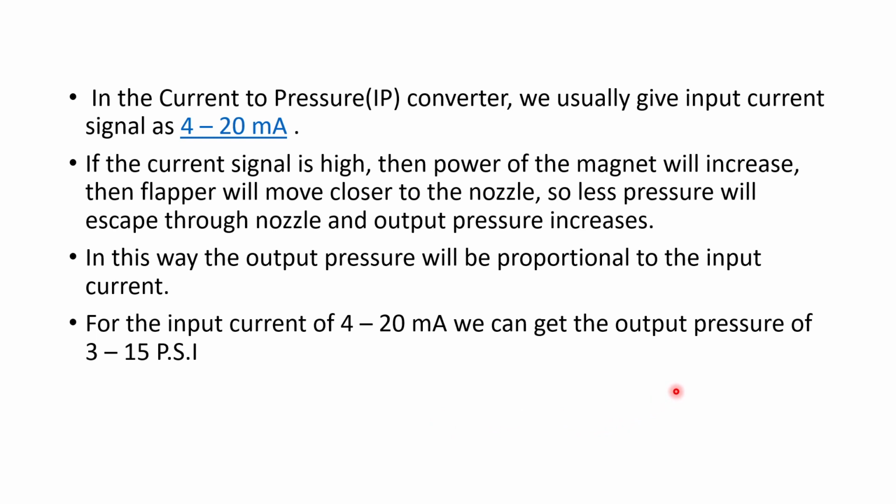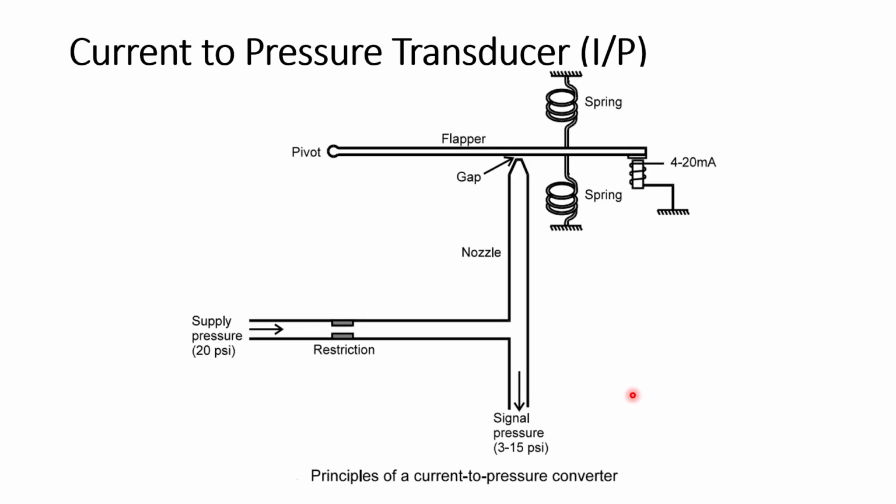In the current to pressure IP converter, we usually give an input signal of 4 to 20 milliamps. If the current signal is high, then the power of the magnet will increase, then the flapper will move closer to the nozzle, so less pressure will escape through the nozzle outlet. In this way, the outlet pressure can be proportional to the input current. For input current 4 to 20 milliamps, you can get output pressure of 3 to 15 psi.